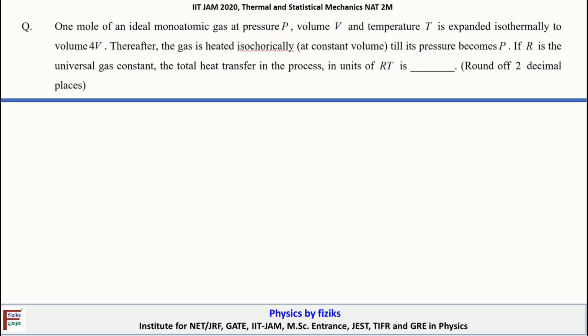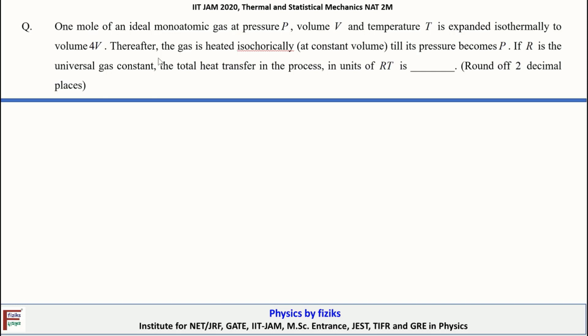It's a numerical answer type question for 2 marks. The statement is: 1 mole of an ideal monoatomic gas at pressure P, volume V and temperature T is expanded isothermally to volume 4V. So this is an example of isothermal expansion. Thereafter the gas is heated isochorically, so that is at a constant volume, till its pressure becomes P. If R is the universal gas constant, the total heat transfer in the process in units of RT is, and we have to find the final answer up to 2 decimal places.